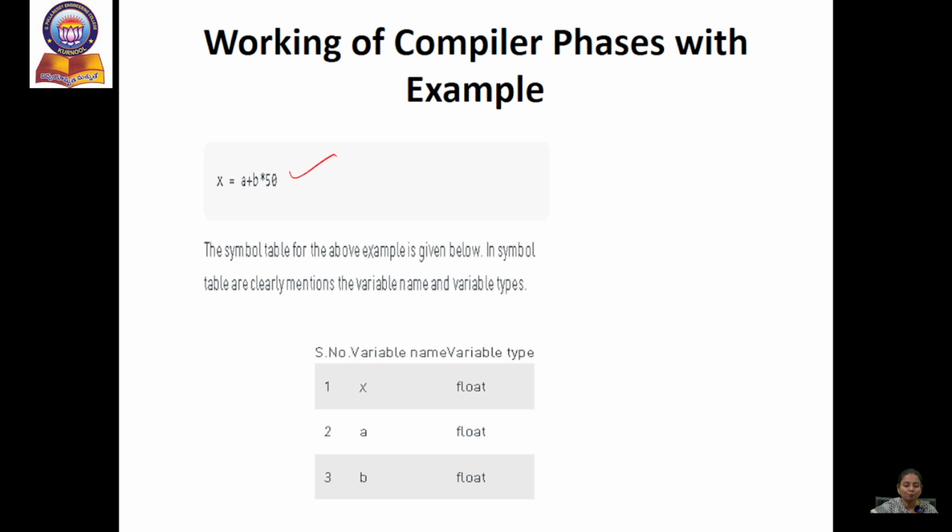We have three variables here, x, a and b, so the symbol table holds the variables which are declared in the program. A symbol table is built by first scanning the source code completely, identifying how many variables there are and which type each is. Here x, a, b are all float types. This information will be stored in the symbol table.